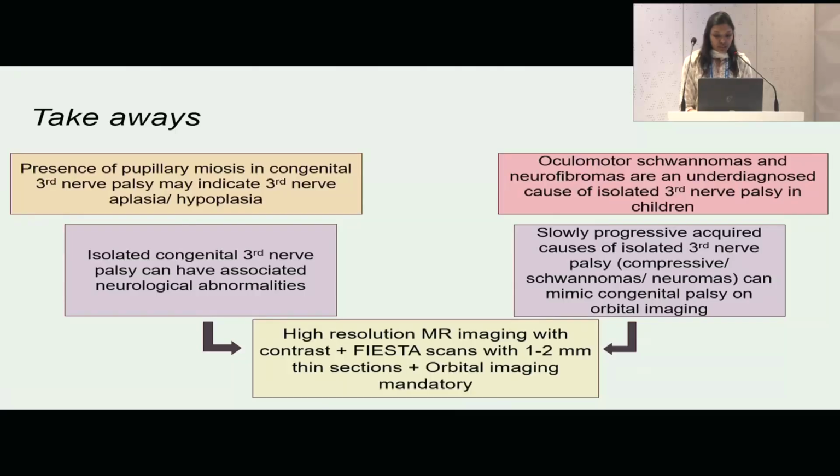So these are the key takeaways from the study, and what we propose is a uniform imaging protocol using high-resolution MR imaging of the brain and orbit, along with cranial nerve imaging using FIESTA sequence with thin sections as a mandatory requirement in all cases of isolated pediatric third nerve palsy.